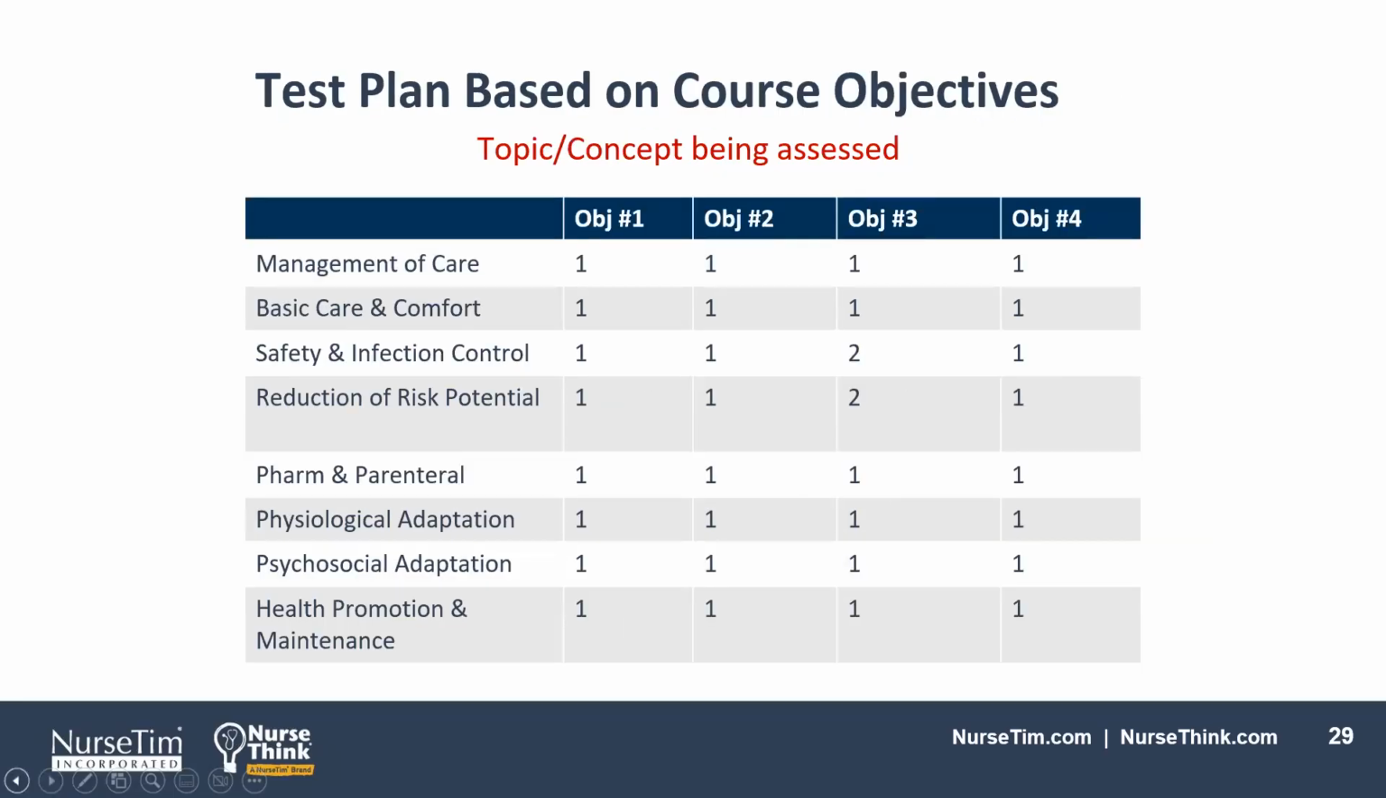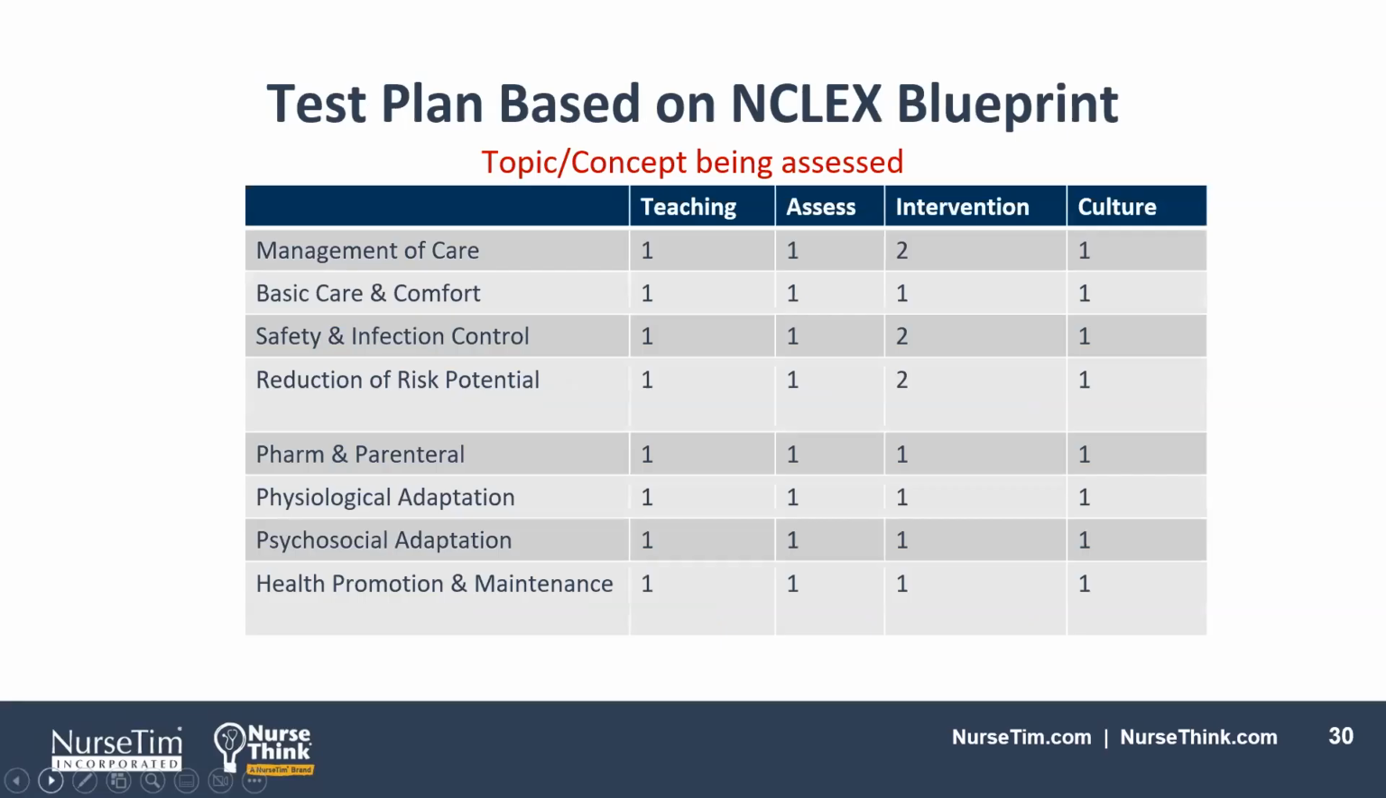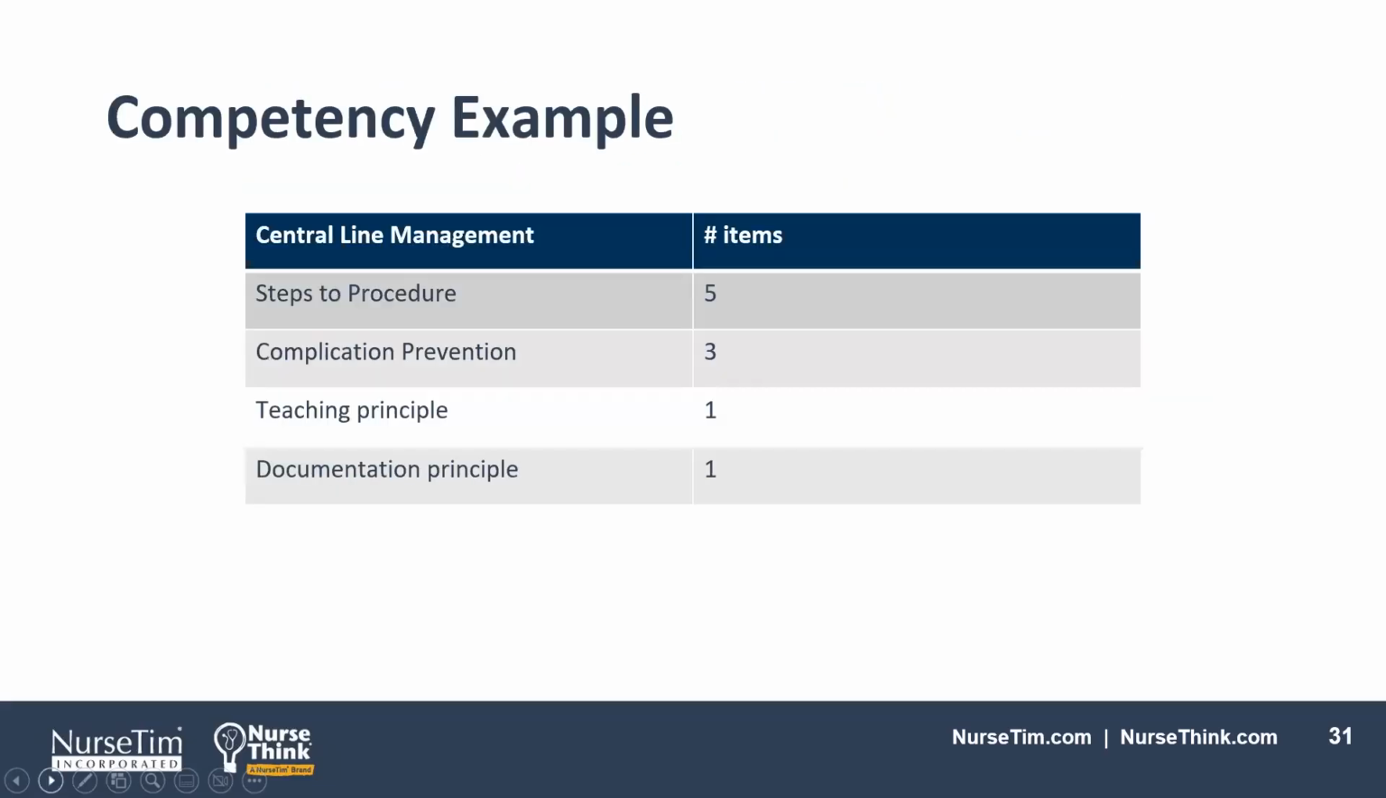Okay, now this is a different example using course objectives. Now, ideally, we're actually going to merge several of these into one document, which is exactly what you will see if you look at that appendix example. But here we have our topics and then the course objectives so that we can make sure, again, we have that good distribution. And finally, showing the NCLEX blueprint across the 4 areas that we are addressing: teaching, assessment, intervention, and culture.